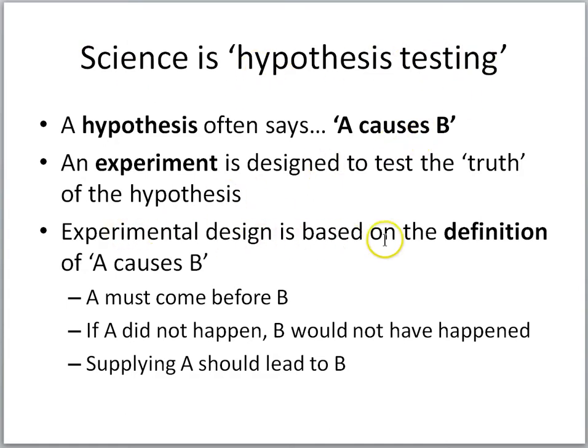Experimental design is based on the definition of A causes B. And we learned in the previous lesson that when you block A to see if B happens, that was the control condition, and when you supply A to see if B happens, that was the experimental condition, where A would be the variable.